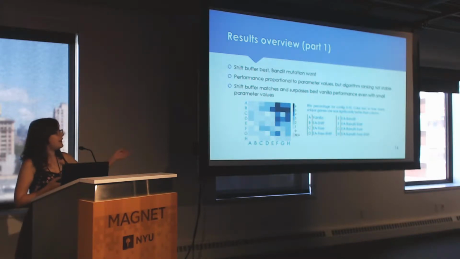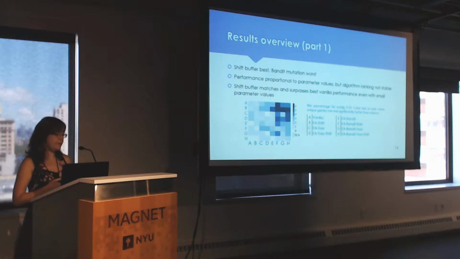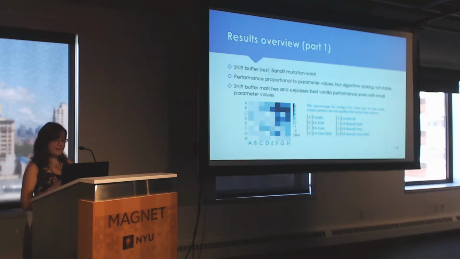And we have here a heat map which shows the number of significant games in which the row algorithm was better than the column. So the darker the color, the more games there are. And the way to read this is basically looking at the rows for the best algorithms and the columns for the worst algorithms. The darker the column, the worse the algorithm. And we can observe that algorithms A and B, which are vanilla and EA shift, stand out as the best rows. And for the columns, we also notice that F and H, which are EA bandit shift and EA bandit tree shift, stand out as the worst.